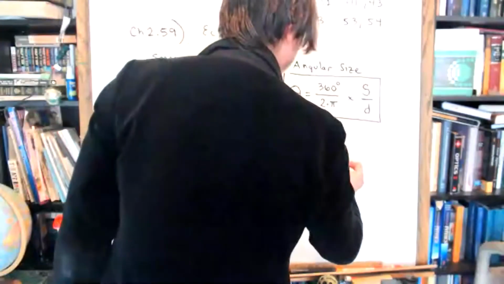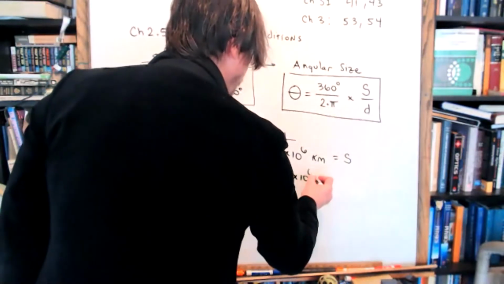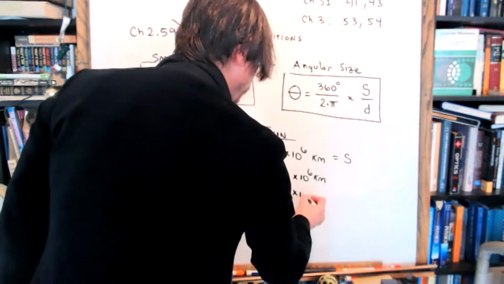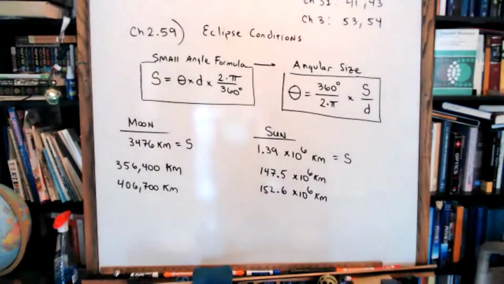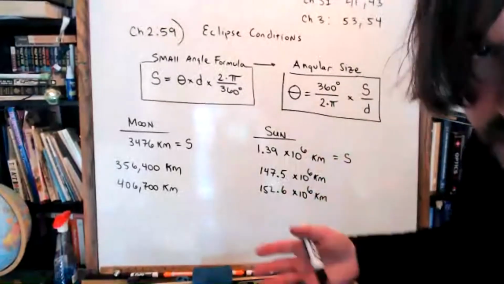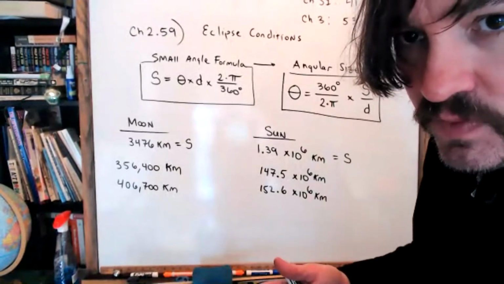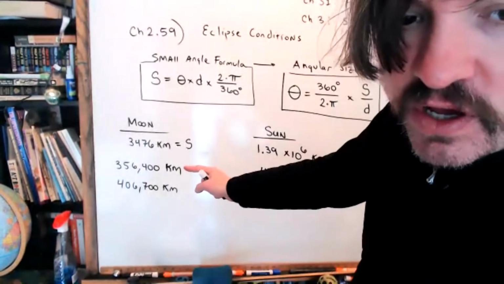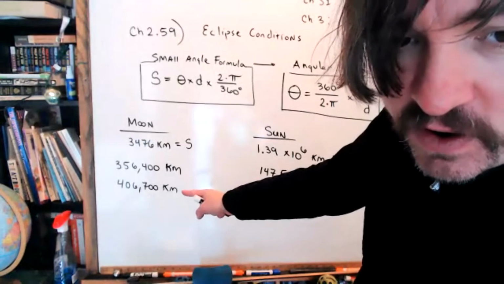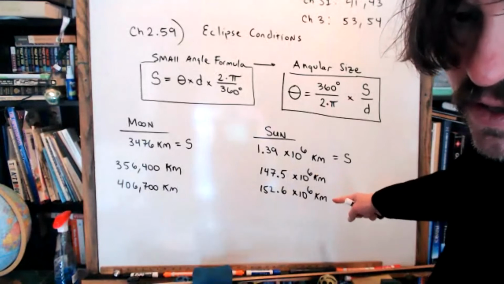Remember that we use S for the diameter. And then 147.5 million kilometers. 152.6. So actually, guys, what makes this a nice problem is we just learned that the orbits of planets are ellipses. It turns out that the orbits of moons are ellipses too. So for the moon, this is the closest approach. This is the farthest approach. For the sun, that's the closest approach that Earth makes, and that's the farthest approach.